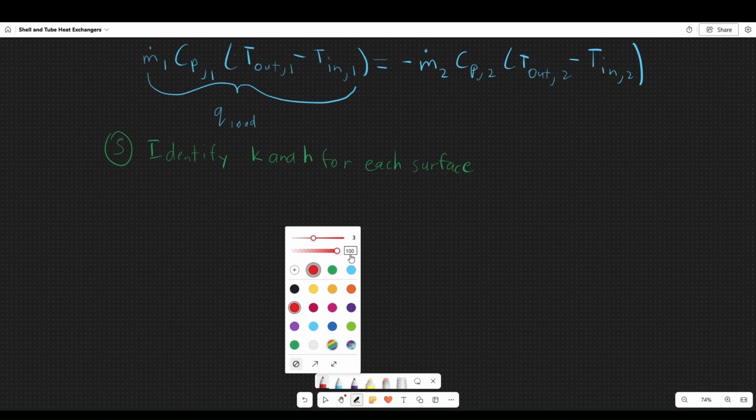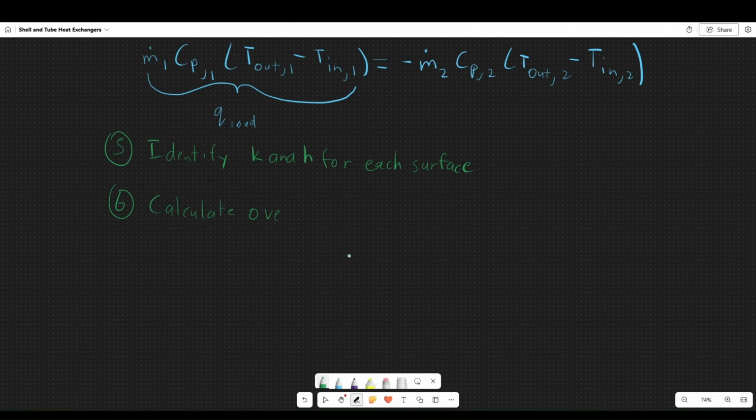The next step, right? The next step is to calculate the overall heat transfer coefficient.